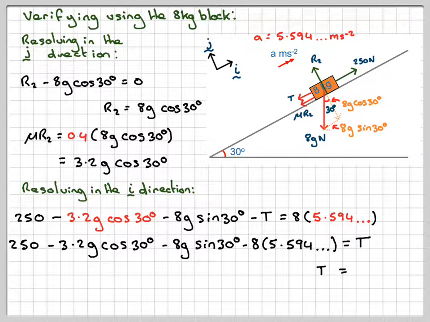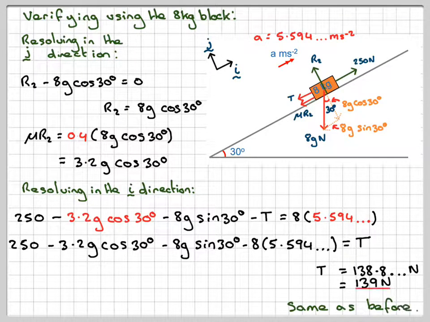And if you put that in a calculator, making sure you don't miss out any of the g's, and using the value in the memory, you're going to get exactly the same answer, 138.8 newtons, which is 139 newtons, the same as before. So the two parts should be the same. This is what we expected.